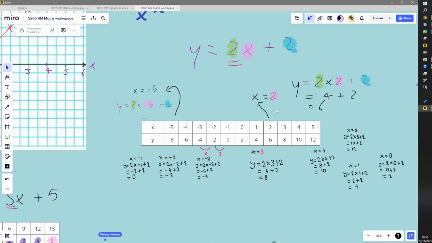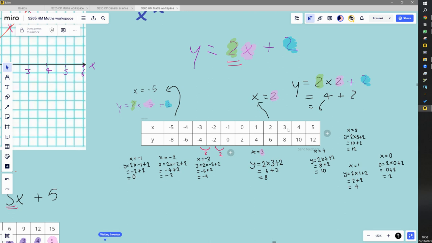So when x is equal to 2, y is equal to 2 times 2, because instead of x, we're writing the value for x, and the value for x in this case is 2. So 2 times 2. A little bit confusing because we've got all these 2's, but hopefully the highlighting makes sense of that. So you do 2 times 2, which is 4, and then plus 2, so that gives us 6. So that's what we write there.